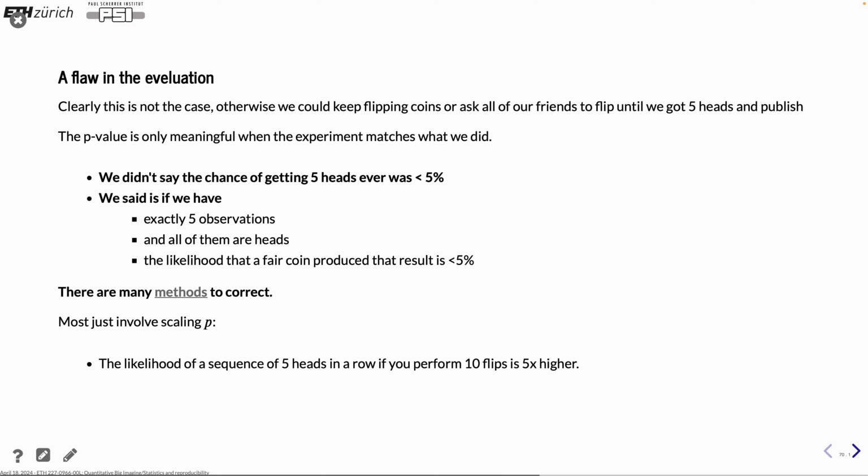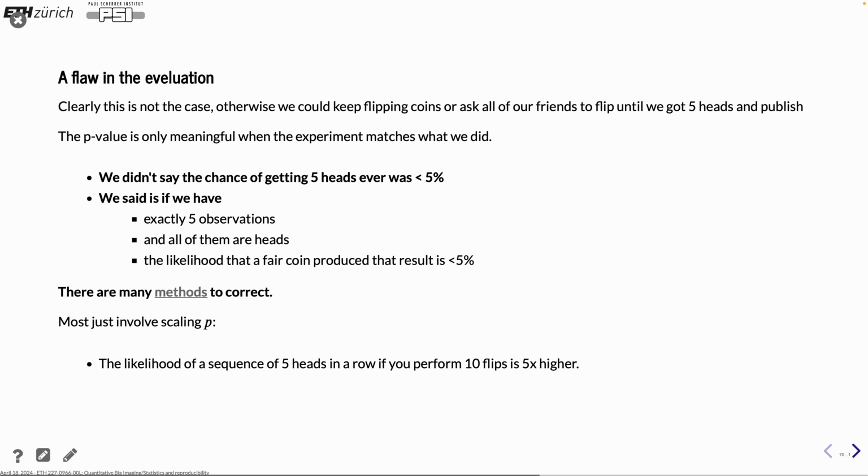No, there is a flaw in this evaluation. In principle, what the equation does is not what we asked for. The p-value is only meaningful when the experiment matches what we did. We didn't say the chance of getting 5 heads ever was less than 5%. We said that if we have exactly 5 observations and all of them are heads, then the likelihood that a fair coin produced this is less than 5%.